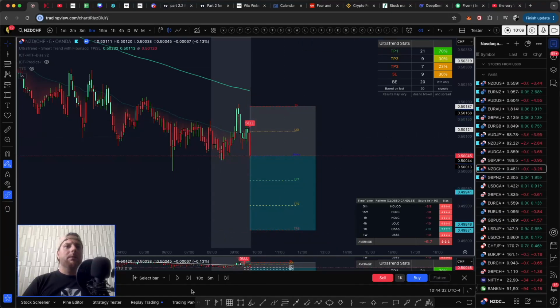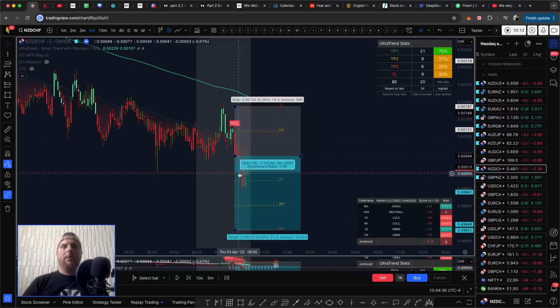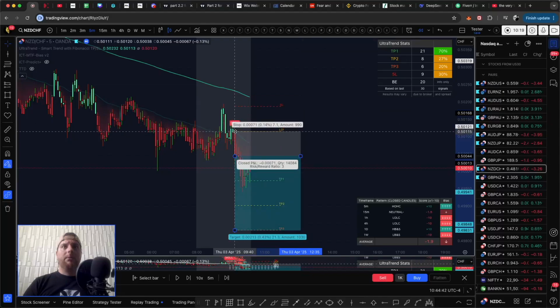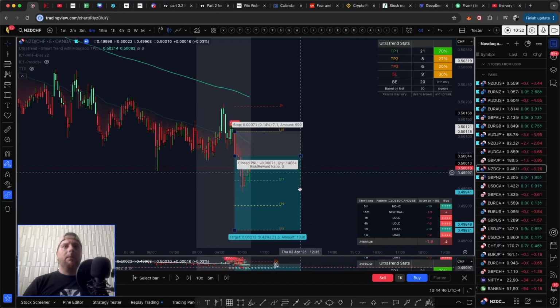So notice what price did, it hit TP1. After hitting TP1, again, you can follow whatever rule you want. If you want to trail the stop to the LOI or to the break-even point, it's up to you.